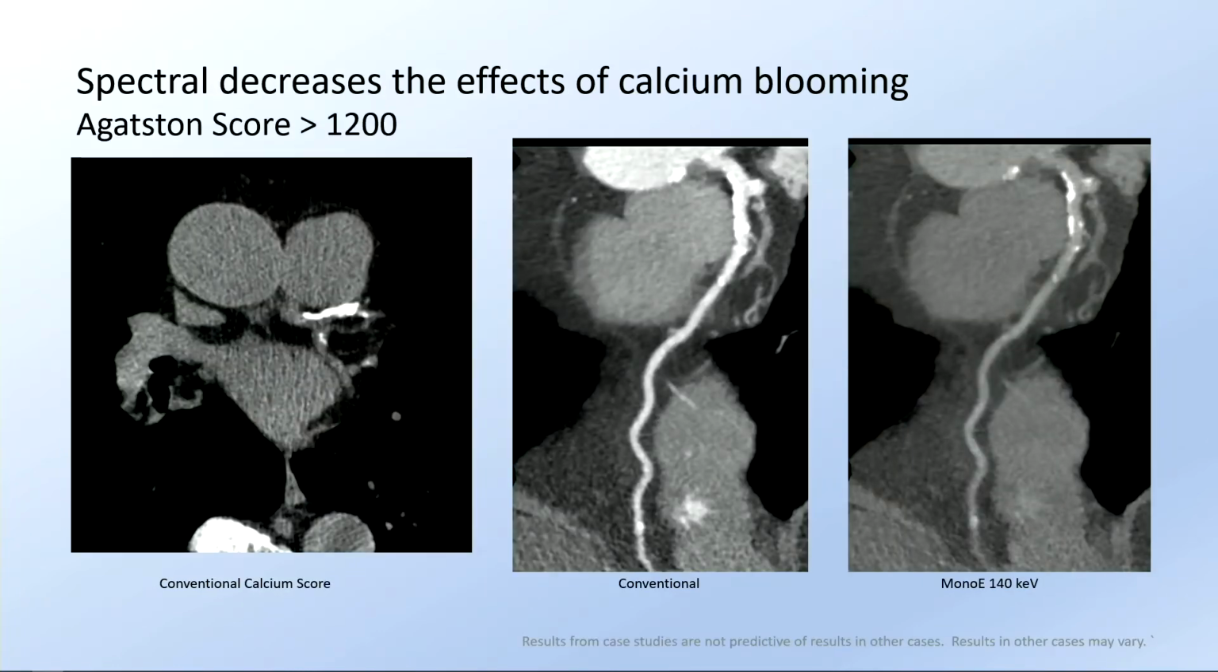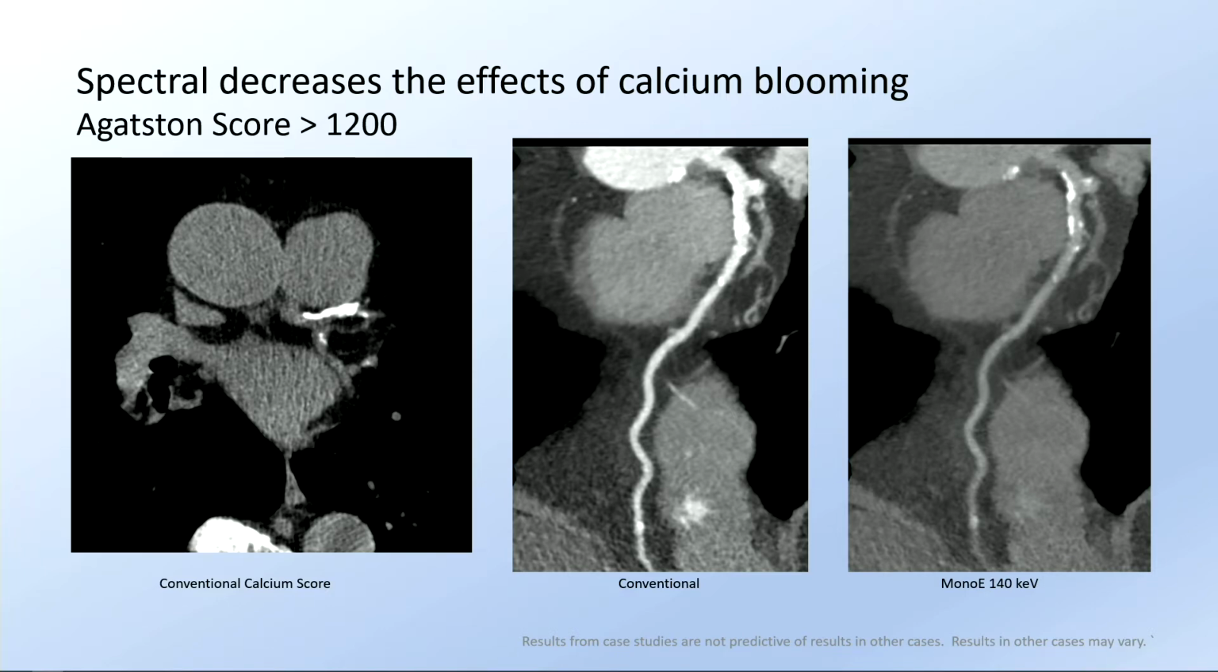So we see here another patient with a high calcium score. This patient has a calcium over 1,000. As we know from data from Dan Berman and his group, with calcium over 1,000, CT can still perform well, but it depends on what scanner you have, what patients you have, and where the calcium is concentrated. But when you have a bulk of calcium like this, it can be challenging.